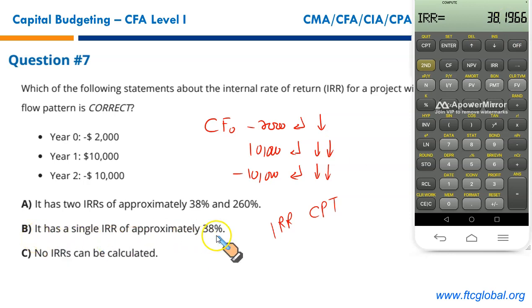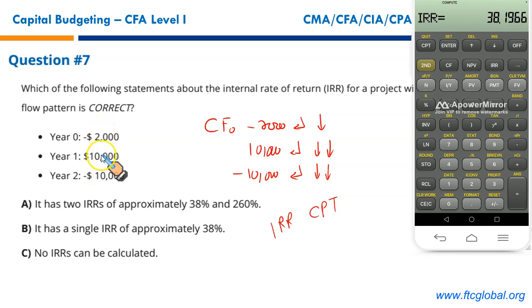Why? Yes, IRR is 38, but remember, whenever a project has unconventional cash flows, what is conventional cash flow? Outflow in year 0, inflow in the later periods. That's the conventional cash flow of projects. Unconventional cash flow means cash flows positive in some years, negative in other years, just like in this project: 2,000 is the initial investment, 10,000 is the positive cash flow at the end of year 1, and then 10,000 negative at the end of year 2.